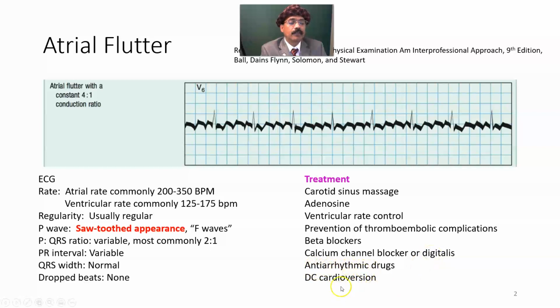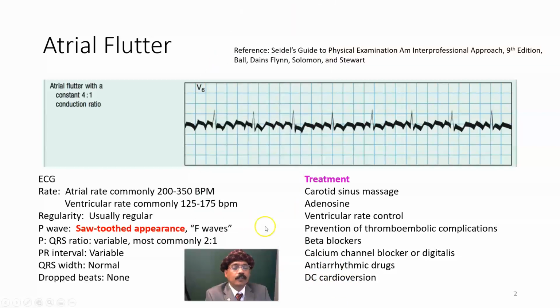Antiarrhythmic drugs and DC cardioversion, especially in an unstable patient. We need synchronized DC cardioversion. Okay, so that is the treatment. This is the ECG tracing. Again, remember, sawtooth appearance, regular tachycardia.